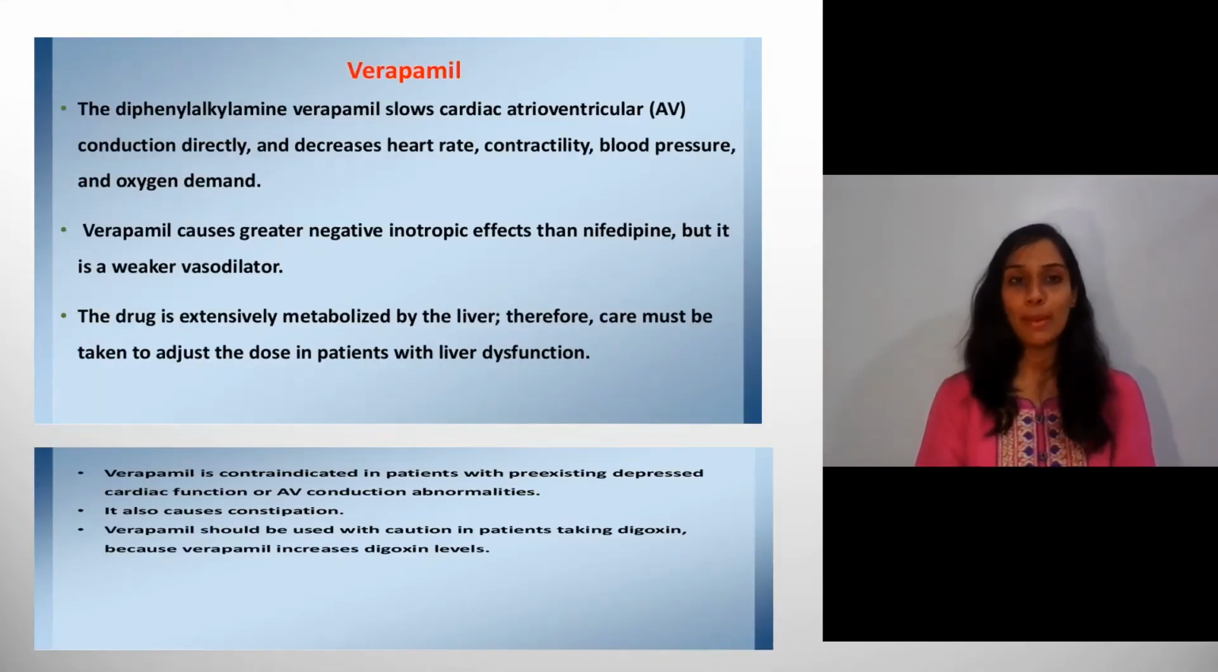The next is about verapamil. Verapamil slows cardiac atrioventricular conduction directly, and this decreases heart rate, contractility, blood pressure, and oxygen demand, right? Then the drug is extensively metabolized by the liver. Therefore, care must be taken that it should not be administered in patients having liver dysfunction. Verapamil is also contraindicated in patients with pre-existing depressed cardiac function or AV conduction abnormalities. It causes constipation. It should be used with caution in patients who are on digoxin therapy because it potentiates the action, or increases the level, of digoxin.